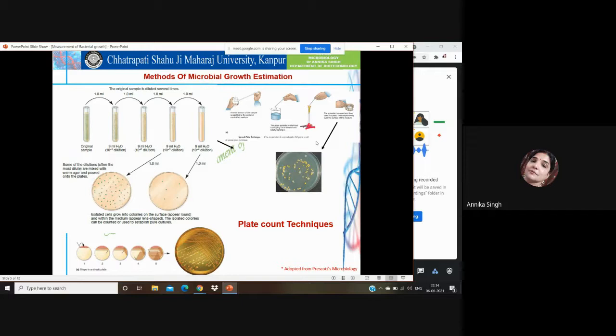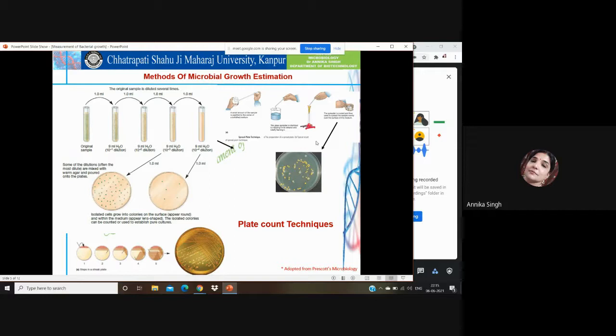And in this way, the number of cells in the original sample is estimated, and these MPN values are most commonly used when a selective medium can be employed that supports the growth of a specific type of microbe.